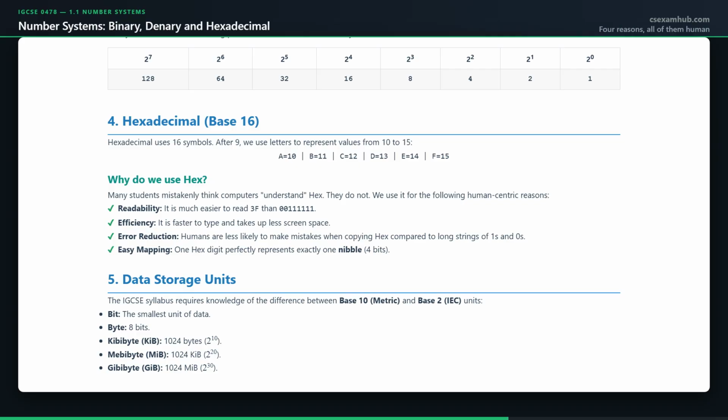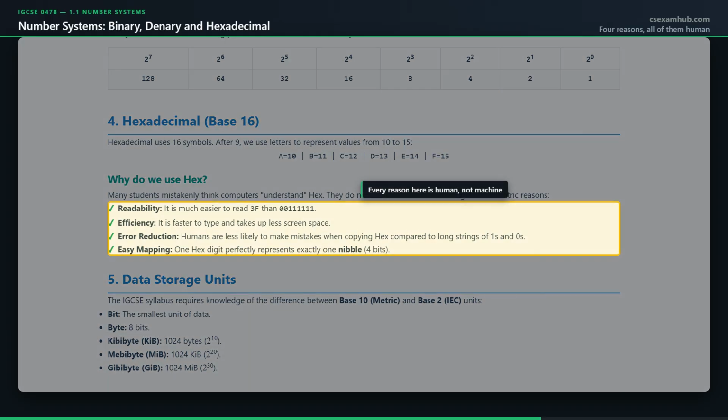Now here is the point that matters most in this section, and it is the one examiners most often see answered wrongly. Many students write that computers understand hexadecimal, or that computers process in hex. They do not. A computer works in binary and only in binary. Hexadecimal exists entirely for the benefit of humans, and every reason on this list is a human reason. It is easier to read. Comparing 3F against 00111111, the hex version is obviously less error-prone to read aloud or copy down.